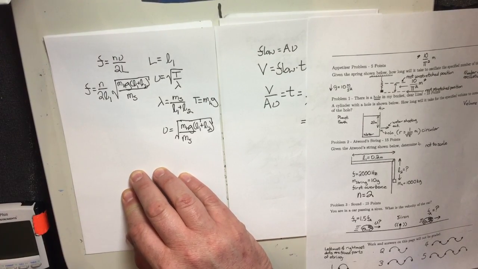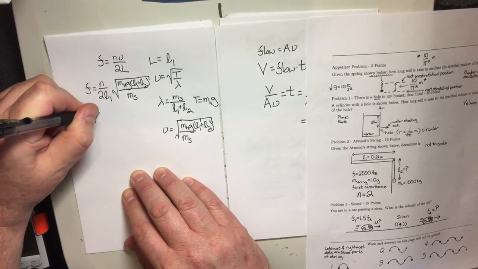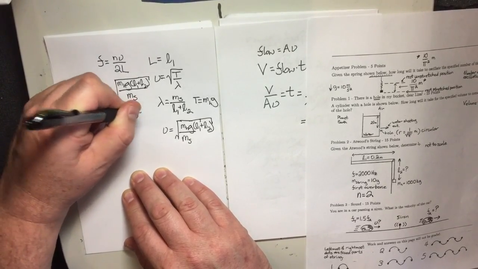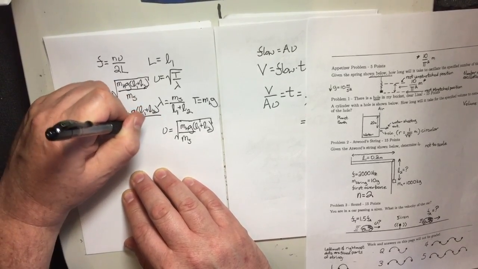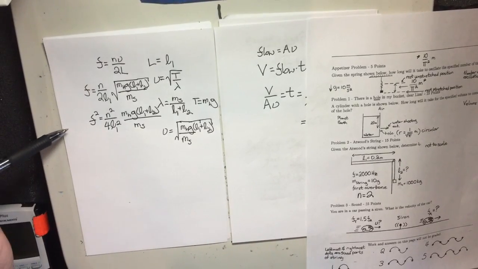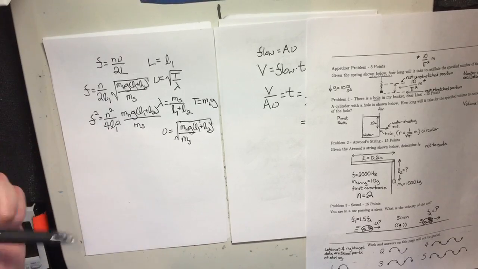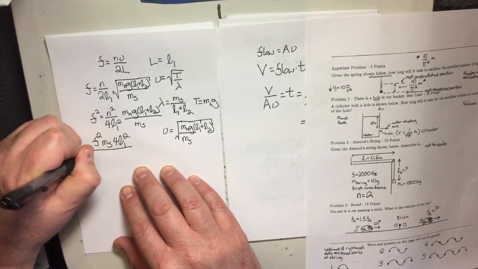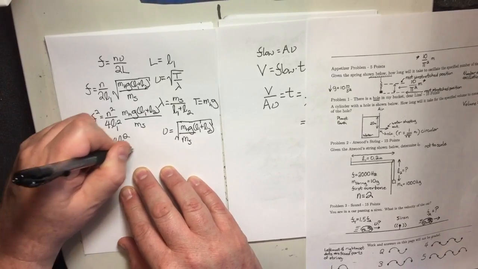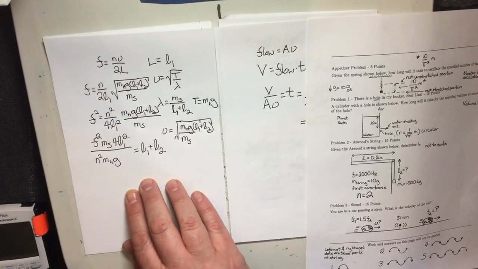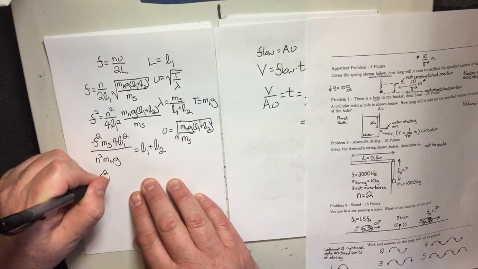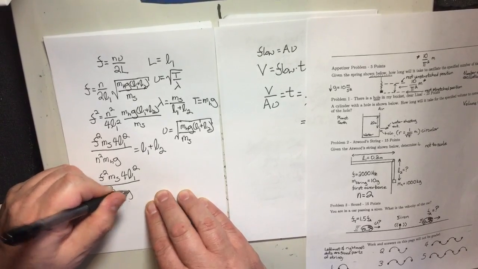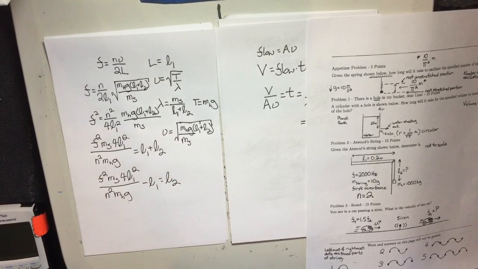Solve for L2. First thing I got to do is square. f squared, n squared, 4L1 squared, mhg L1 plus L2 over ms. Separate, put everything over on the other side with the exception of the L1 plus L2. f squared ms 4L1 squared over n squared mhg equals L1 plus L2. Remove L1. f squared ms 4L1 squared over n squared mhg minus L1 equals L2. And there we go.